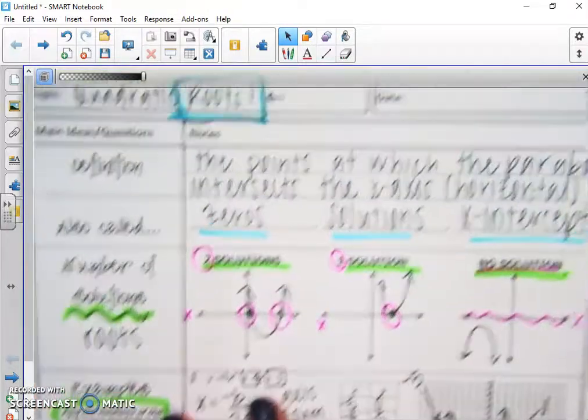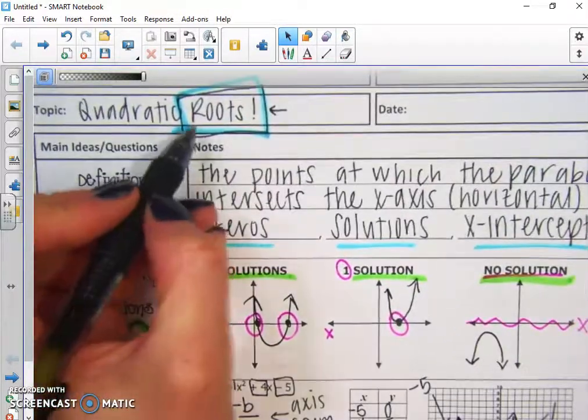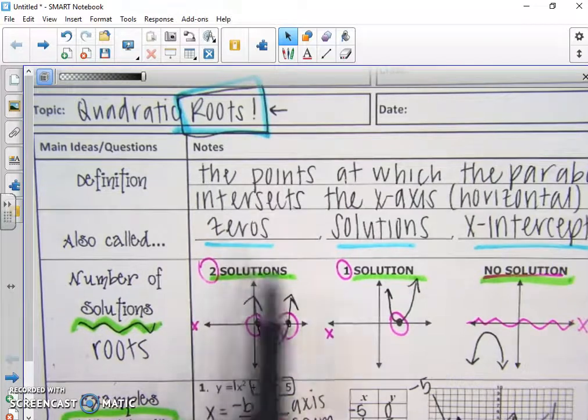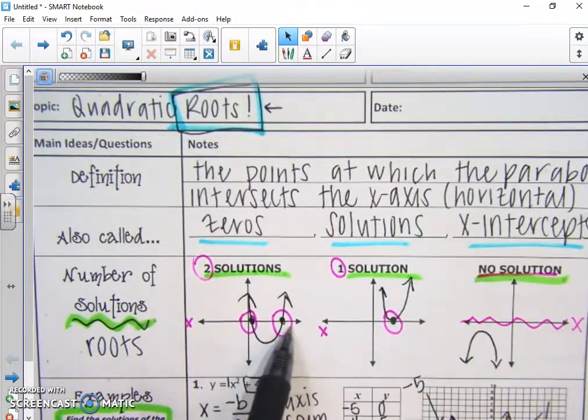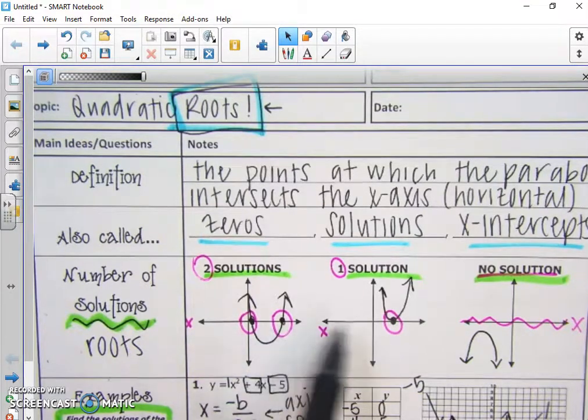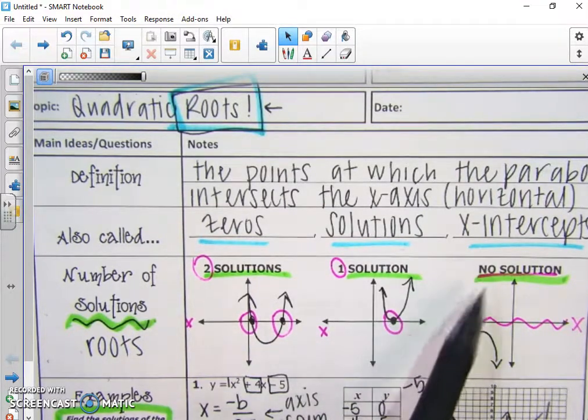So just a refresher, what we talked about today, we talked about roots. They're called zeros, solutions, and x-intercepts. You could either have 2 solutions or 2 intersections with the x-axis, 1 point of intersection, or no solution, meaning it doesn't intersect the x-axis at all.